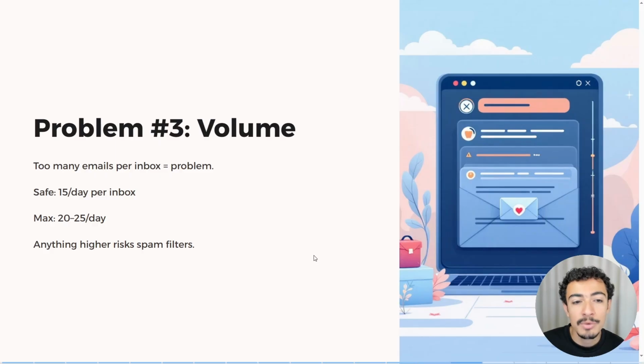The third problem is your volume. Another mistake people make is that they send way too many cold emails from one mailbox. They might be sending 50, 100 emails a day from one mailbox, which is really detrimental because, again, going back to the question, would a real human being do this? The answer is no, because no human being sends 200 emails a day, right? 100 emails a day, they don't do that. So too many emails per inbox is a problem.